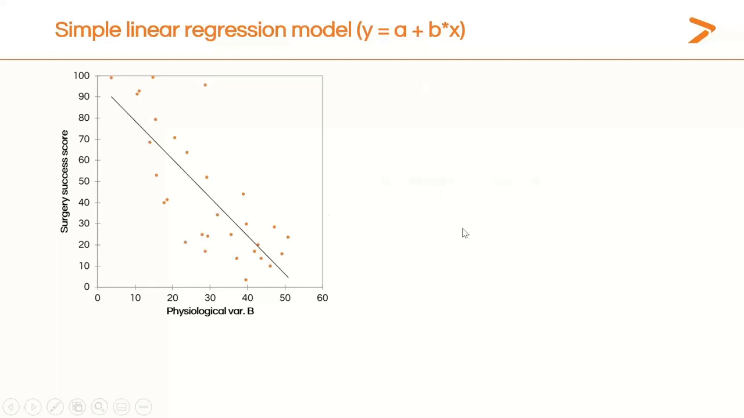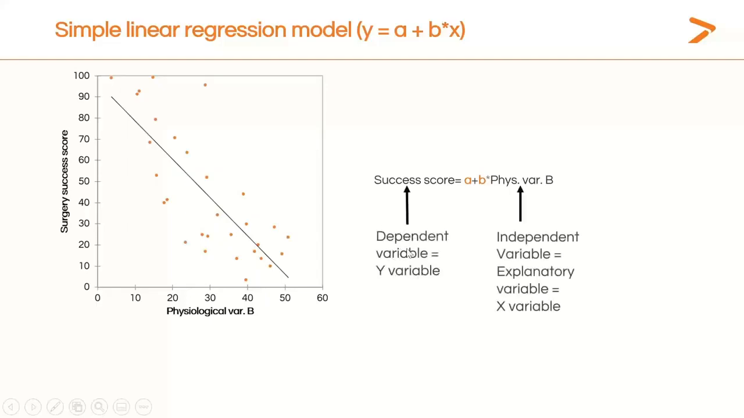Now let me rewrite this down by using real variable names. Success score equals a plus b multiplied by physiological variable B. This is the dependent variable, which is also called the y variable. This is the independent variable, also called the explanatory or x variable. a and b are the regression model parameters or coefficients.